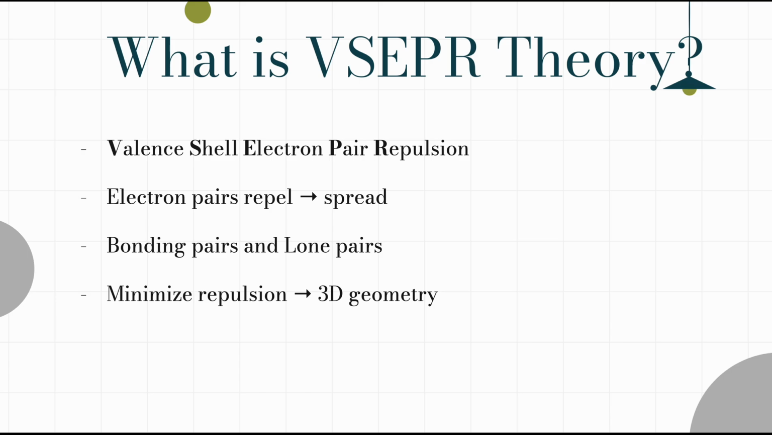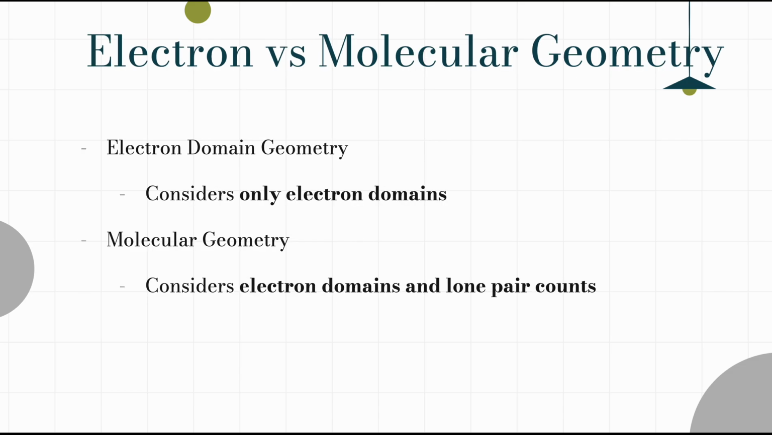One key concept to understand is electron domains. An electron domain is any area where electrons are located around the central atom. This includes the bonding pairs, which are the shared electrons that form bonds, and lone pairs, which are the non-bonding electrons. There are two different forms of 3D geometry, electron and molecular geometry. Electron geometry, also known as electron domain geometry, considers only electron domains. However, molecular geometry considers electron domains as well as the number of lone pairs around the central atom.